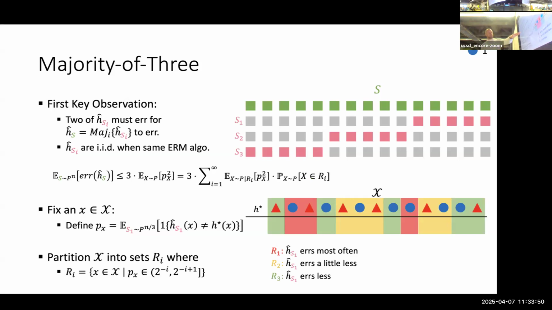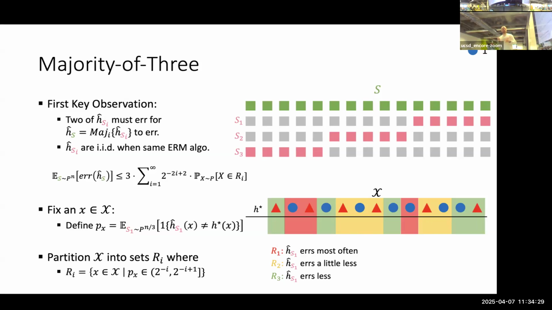So now we can ask, what is this probability or this expectation? Well, it's the sum over all these regions of the probability of getting a data point in this region, times the expectation conditioned on getting a data point in this region. And now, because of the definition of these regions, the expectation of Px squared, given that we get a data point from region i, is at most 2 to the minus i plus 1, squared. That's how they were defined, in terms of how often you err in these regions. So now we have 2 to the minus 2i plus 2 times the sum of the probabilities that I see a data point from each of these regions.